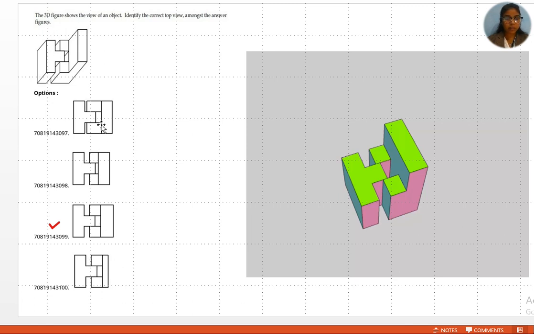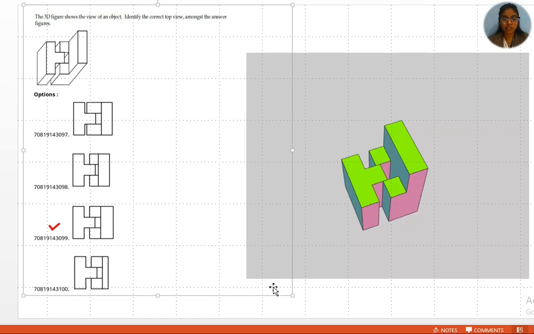Now look at A, B, and C. In A, look at this gap. This is a very narrow gap, but in the question paper, you can see this gap is not this narrow. That's why A is wrong. Now look into B and C. There is a very minute difference in this gap, this part. Now look at your question figure. This is not as wide as shown in option number B. So that's why C will be your right answer.